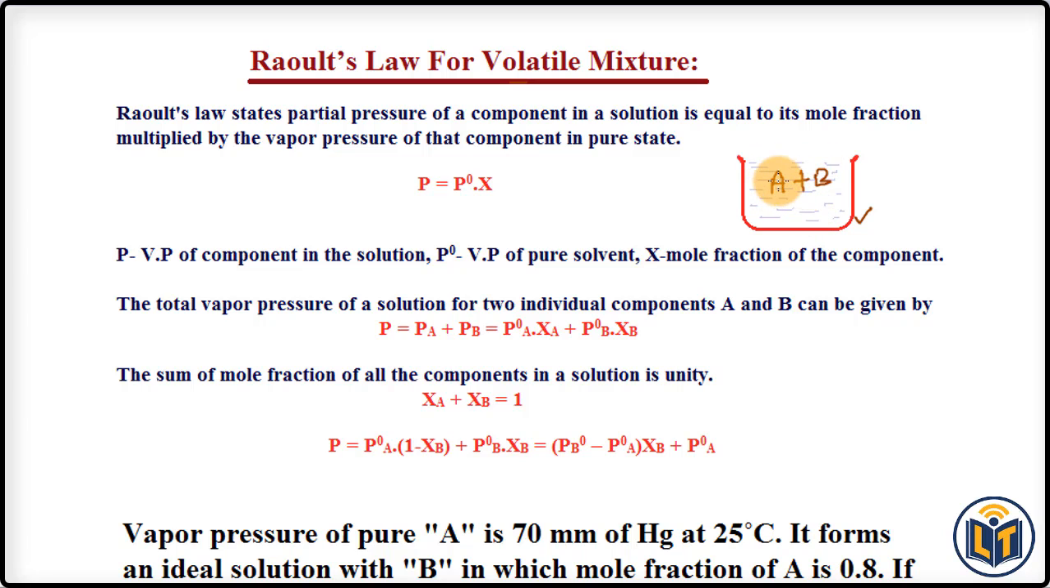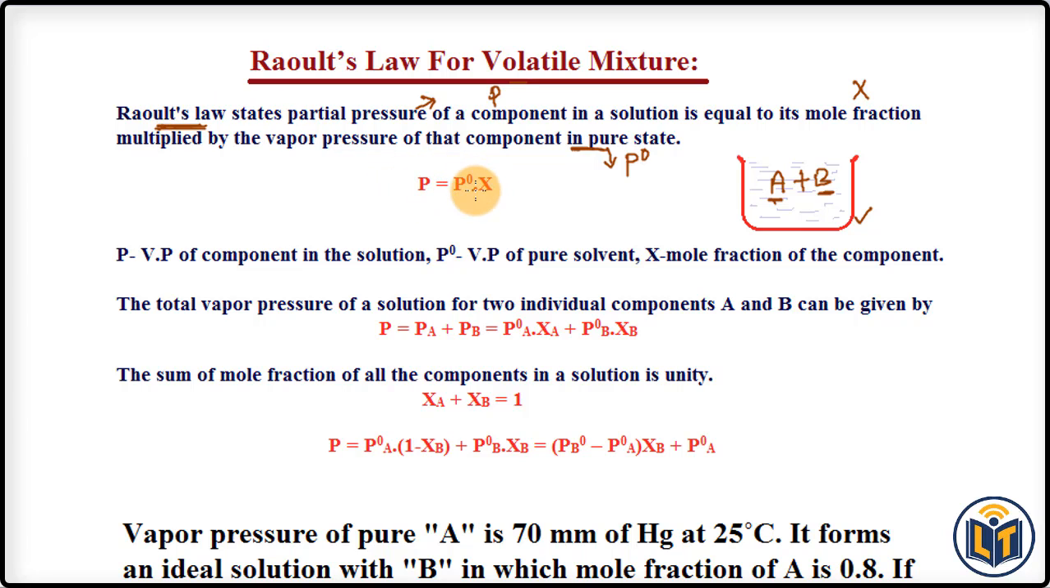When it comes to the vapor pressure of these individual components in the solution, Raoult's law states that the partial pressure of an individual component in a solution is equal to its mole fraction multiplied by the vapor pressure of that component in pure state. If we assume that the partial pressure of the component is P, the mole fraction is X, and the vapor pressure of that component in pure state, when it is not mixed, means it is not in the solution, is P naught, then the relation can be given by Raoult's law.